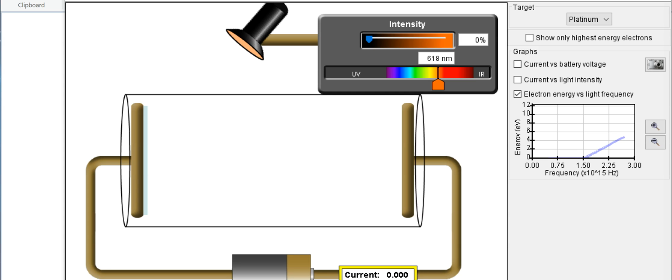We've got a little light source going. I'll even turn the light here a little bit. There you go. We've got a little bit of orangey light coming in, and it's hitting a piece of metal. It's set to platinum right now. The light's hitting there and nothing's happening.